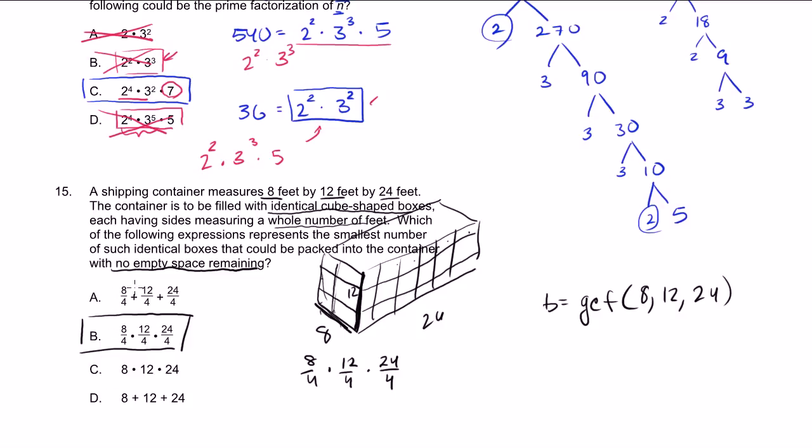So the whole key is just to realize, if the boxes have to be cubes and there's no remaining space, the dimension of the boxes has to be divisible into all three of these numbers. And I want the biggest possible dimension because we want the smallest number of boxes. And that's where we got the greatest common factor of 4. And then if we have boxes of dimension 4 feet, then in this direction we're going to be able to fit 8 divided by 4, this direction 12 divided by 4, and this direction 24 divided by 4.